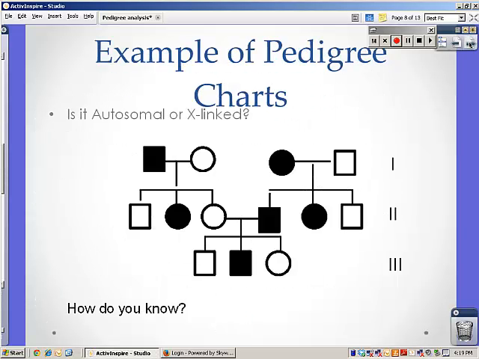So let's look at this pedigree. Let's just look at this one for example. So looking at this pedigree, how am I going to determine that this is autosomal or it's X-linked? So go ahead and I'll give you a second. Think about it. Which one do you think it is, autosomal or X-linked? So you should have picked autosomal.